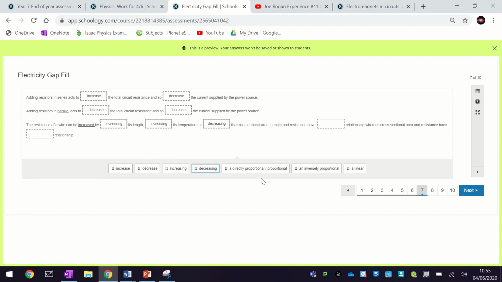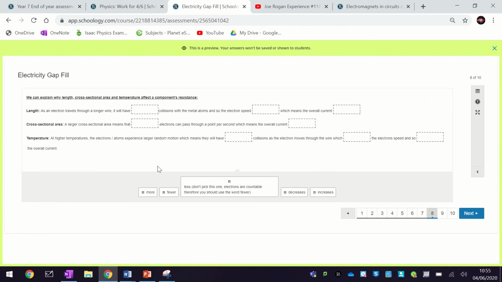So length and resistance actually have a directly proportional relationship. So doubling the length doubles resistance, whereas cross-sectional area and resistance actually have an inversely proportional relationship. So doubling the area actually halves the resistance. That's what that means.